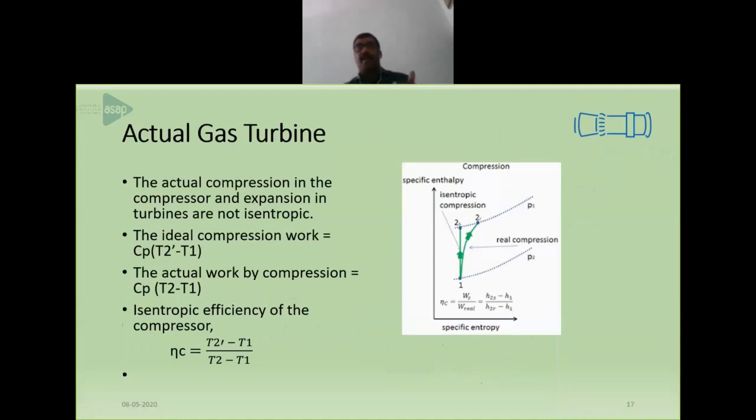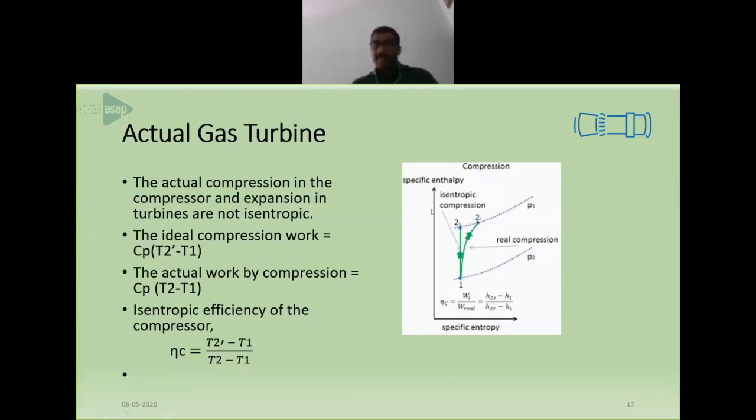But we have to come to the actual situation. We are not coming purely to actual conditions, but we are avoiding some of the ideal situations. Especially, we have assumed isentropic compression and isentropic expansion, which is not at all possible. So the actual compression in the compressor and expansion in the turbine are not isentropic.